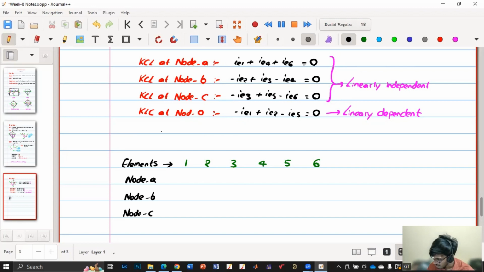So for node A, we have IE1, right? So IE1 plus IE4 plus IE6. All the other things will be 0. And for node B, we have minus IE2. So minus 1 and plus IE3.